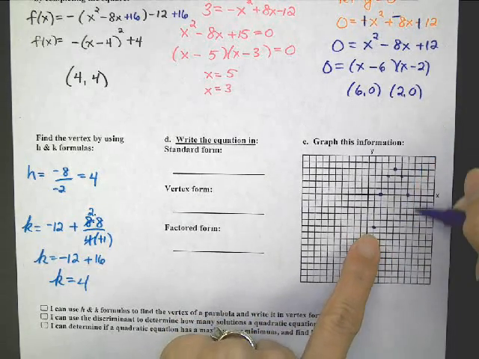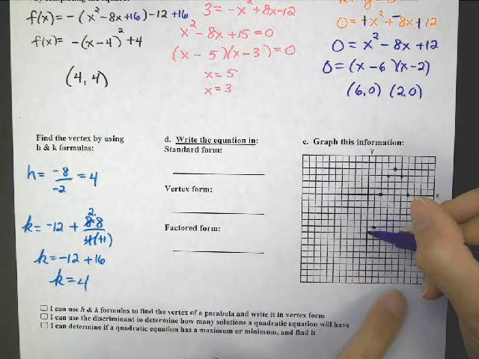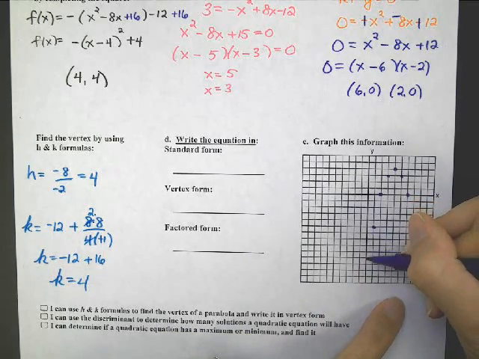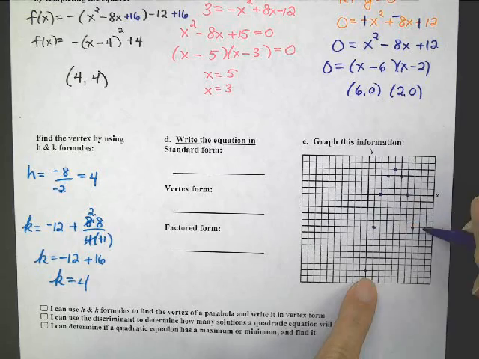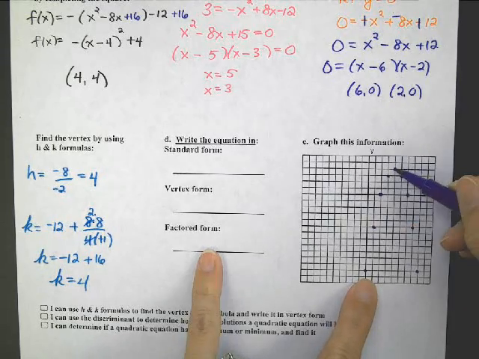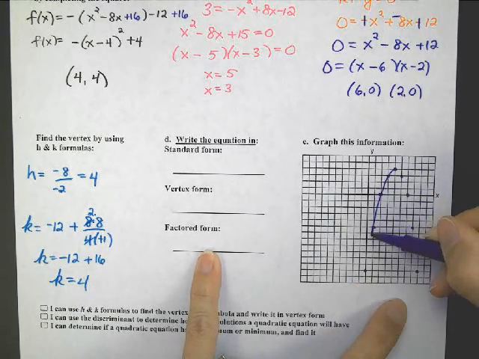Over 1, down 1, over 1, down 3, over 1, down 5, over 1, down 7. 1, 2, 3, 4, 5, 6, 7. Oh, there we go. Okay, so it's a regular growth parabola, no stretching.